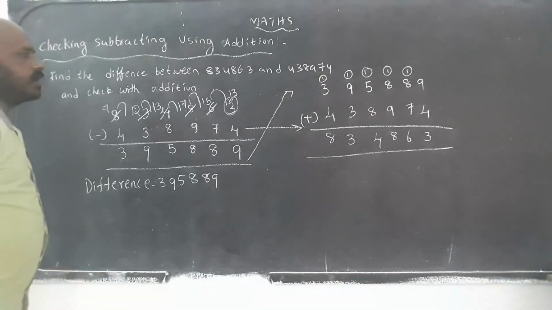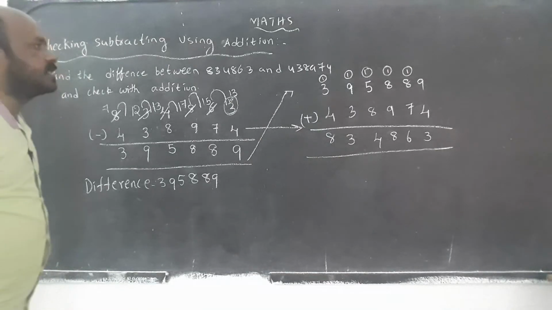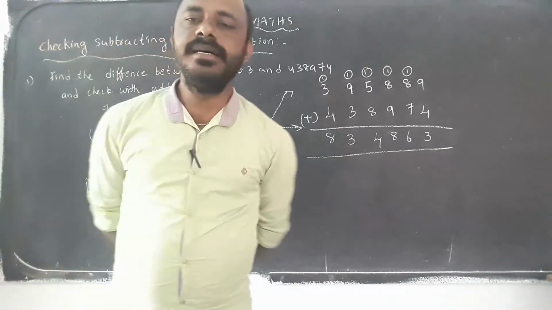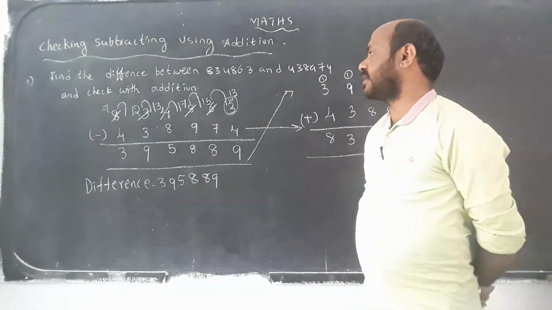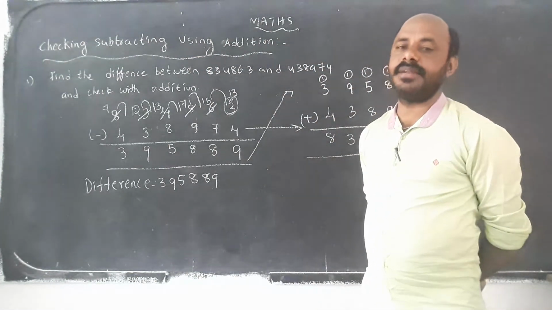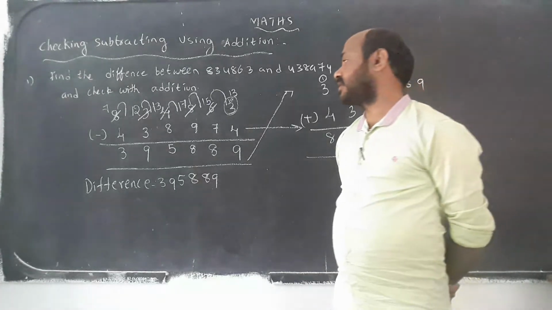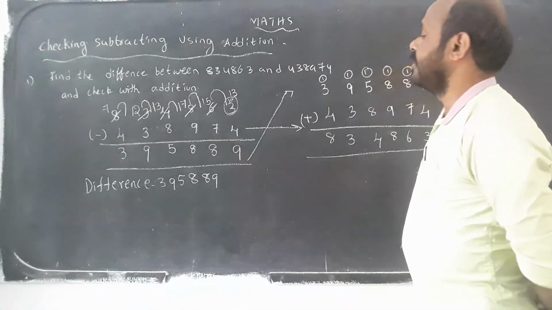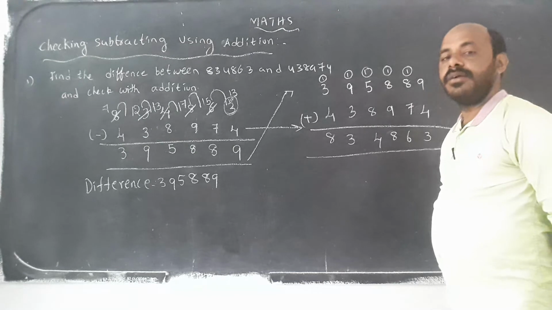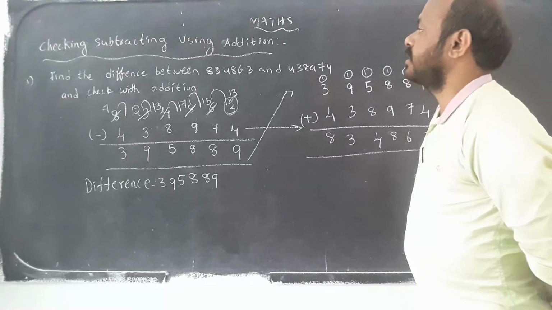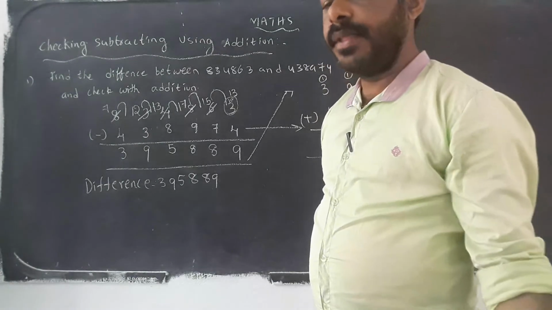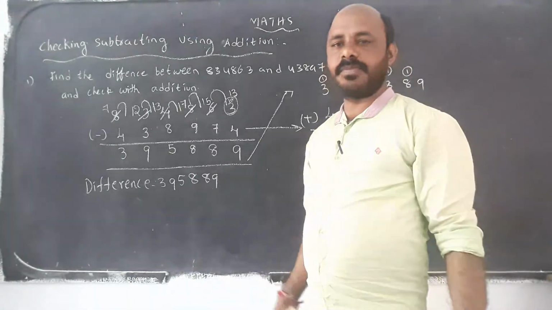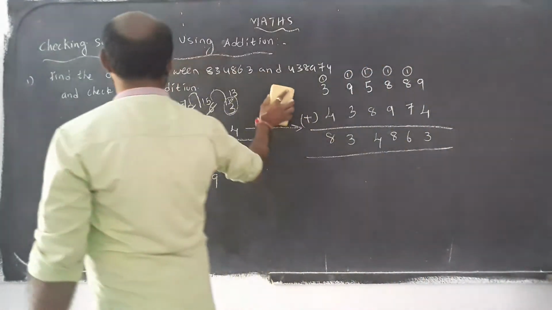This process we call find the difference between the two numbers and check with addition. We are checking whether the answer is correct or not, whether the difference we got is correct or not. Then by doing the addition, we will know whether the process is correct or not. See, checking subtraction using addition. This is one example. One more example, I will explain the same process. Okay.